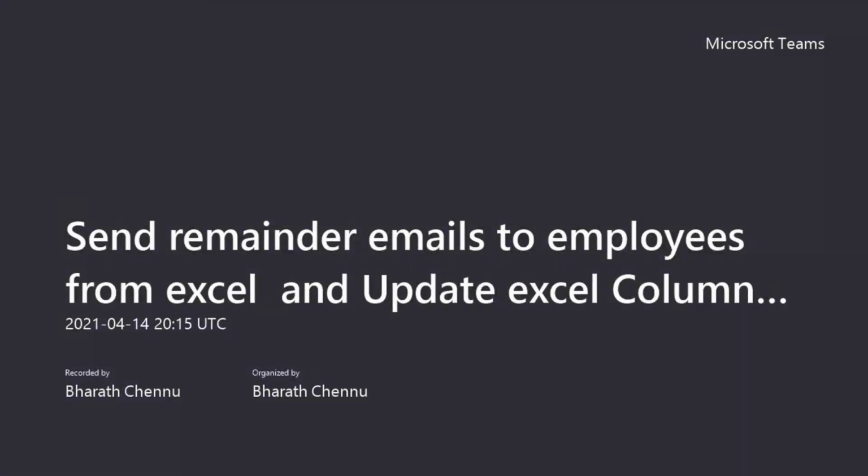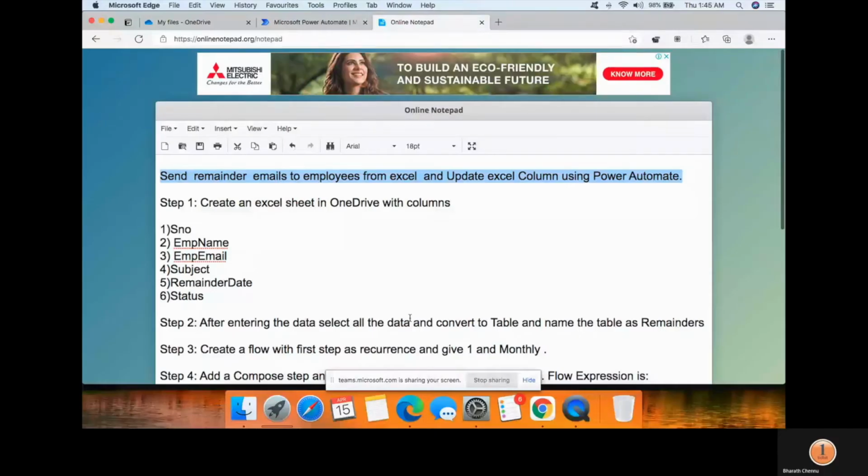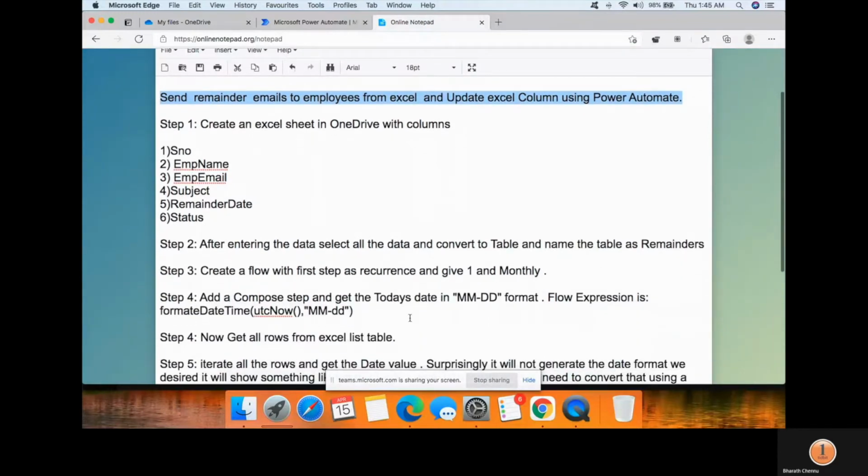Hello everyone. In this video, let's see the new requirement. Here the requirement is to send reminder emails to employees from an Excel sheet, and update one of the Excel columns using Power Automate. So here we need to follow some 5 steps.